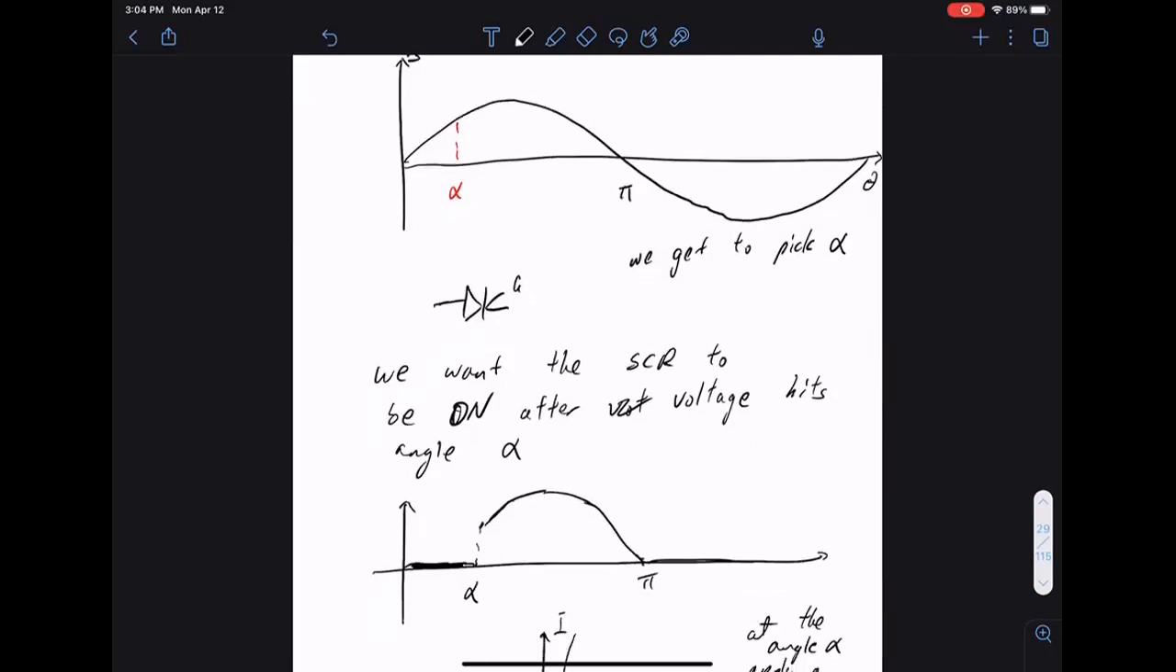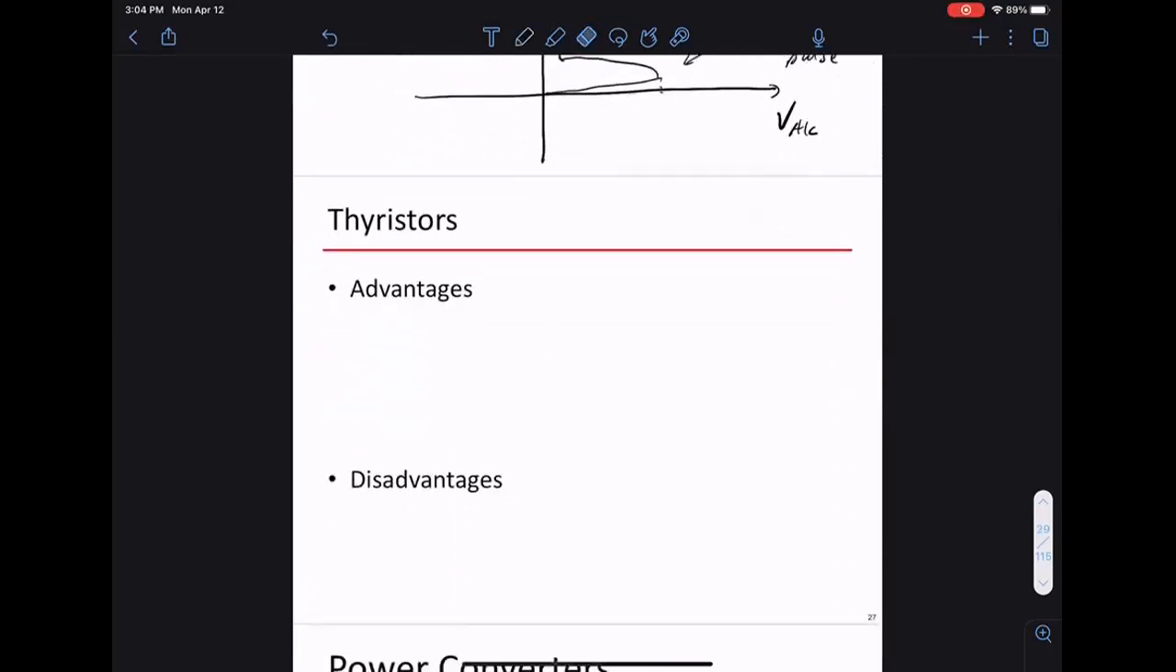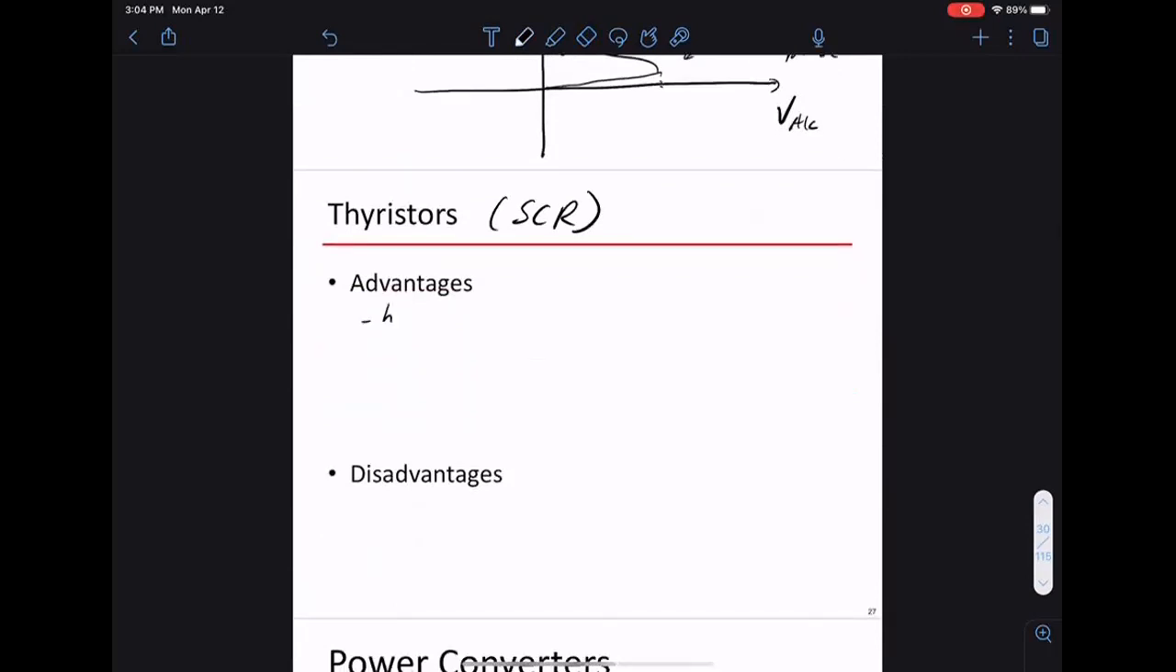Okay, all right. So the thyristor, there are a lot of advantages. That's why we like to use this, or SCR. The terminology is used very interchangeably. There are many advantages. As one, we can do this with high voltage and current ratings. So it is again a very robust device.